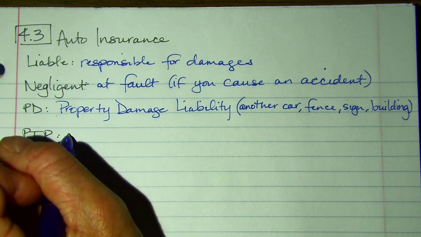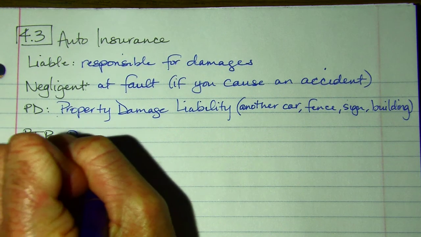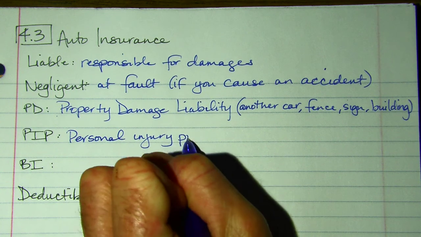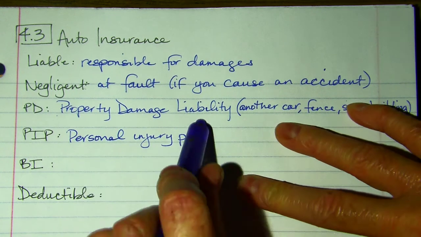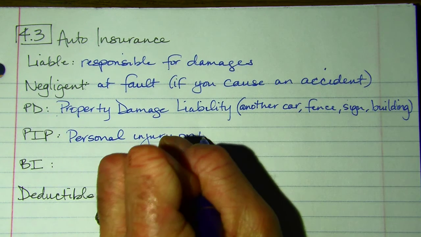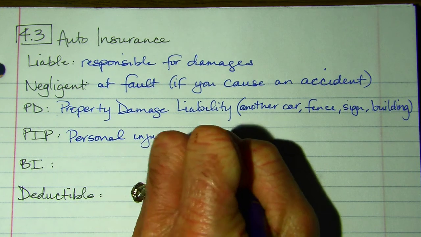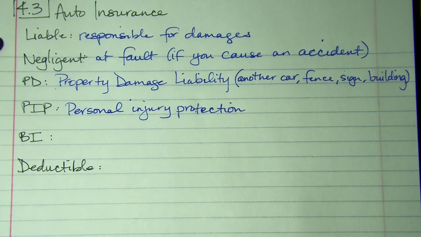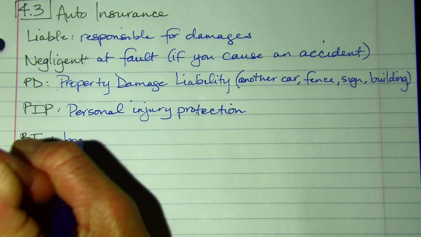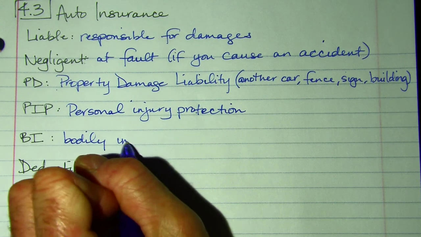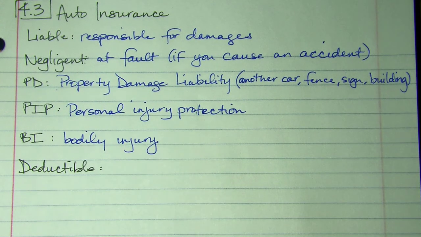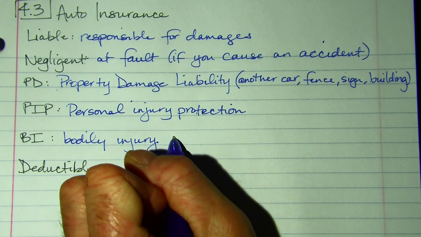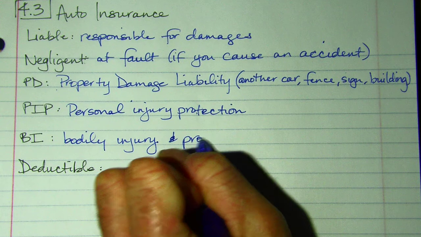PIP stands for personal injury protection, and that is your own protection, your own personal property. BI stands for bodily injury. And this is bodily injury and property damage.